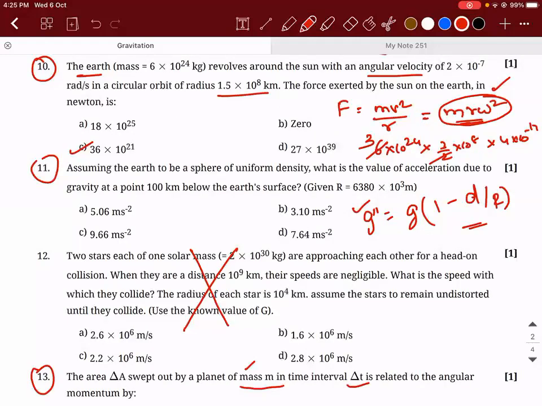Okay. So this one you understand, no? mv square by r is the force exerted by the sun on the Earth. And we know that V is equal to r omega. When you substitute V is equal to r omega, it becomes m r omega square. Am I clear with this? Yes, sir.